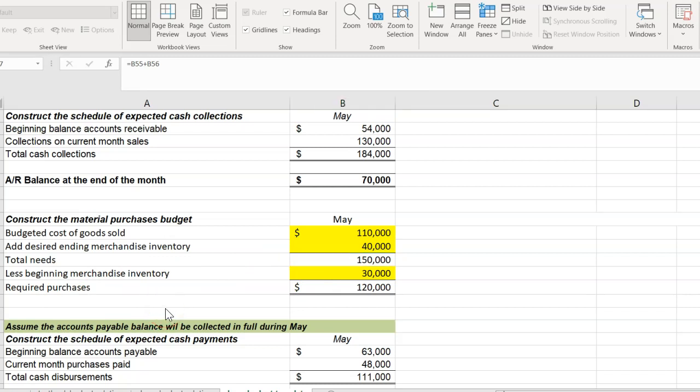And a reminder that what we're looking at here, when we're looking at a material purchases budget, is a company that's buying finished goods inventory from another company. So this is a retail company that isn't manufacturing the goods that they're selling themselves. They're buying it from someone else. So these would be the finished goods. They need to purchase $120,000 of inventory for that month.